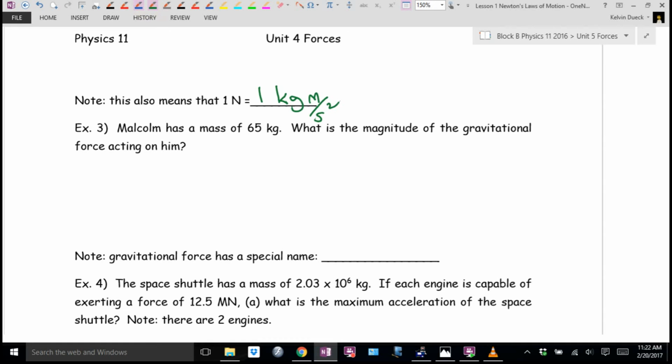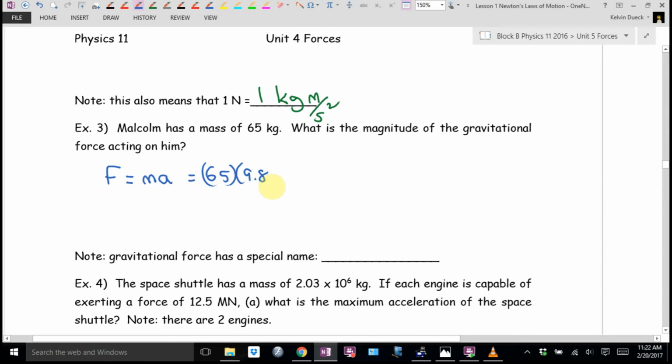Malcolm has a mass of 65 kilograms. What's the magnitude of the gravitational force acting upon him? What does this want me to find? Force. F equals ma. Which A? So 65 times 9.8. I chucked the negative because I just asked for the magnitude.